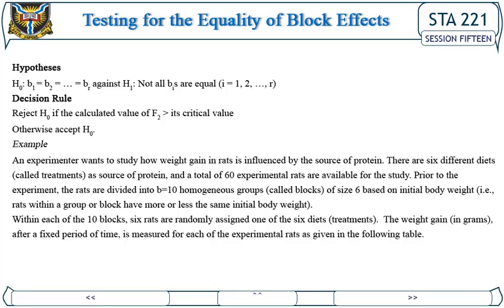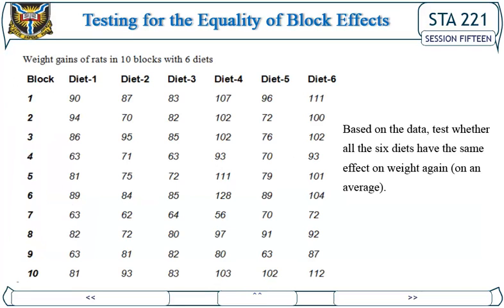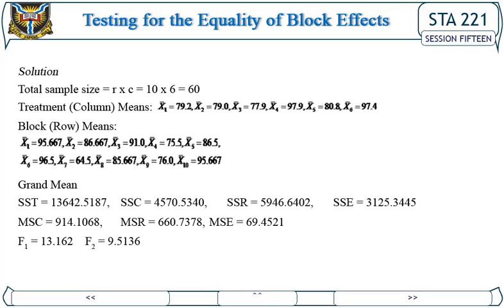The weight gain in grams after a fixed period of time is measured for each of the experimental rats as given in the following table. Weight gains of rats in 10 blocks with 6 diets. Based on the data, test whether all the 6 diets have the same effect on weight gain on an average. Solution. Total sample size is equal to R times C is equal to 10 times 6 is equal to 60.